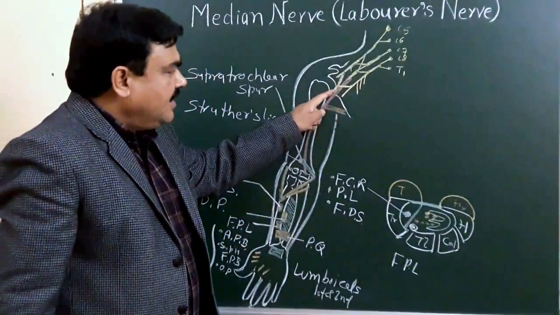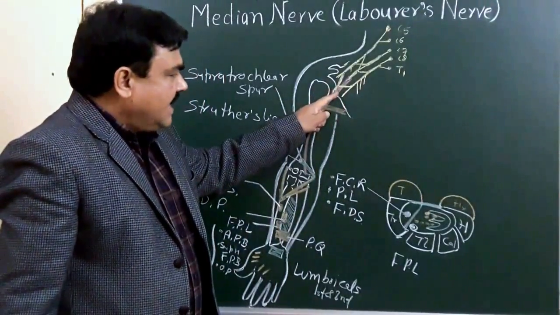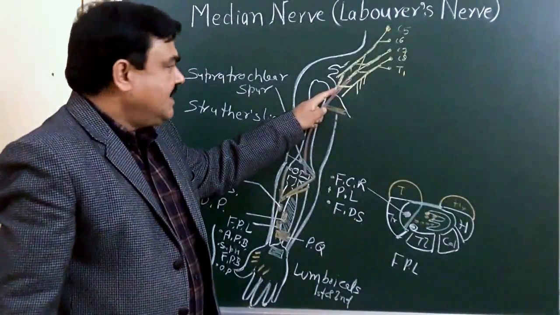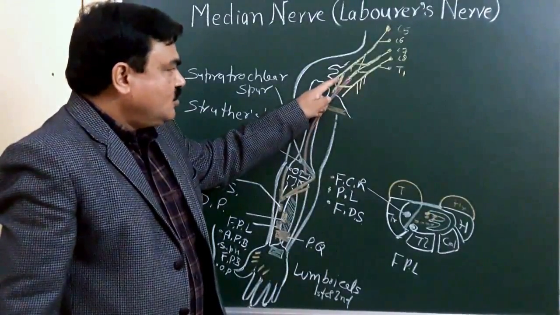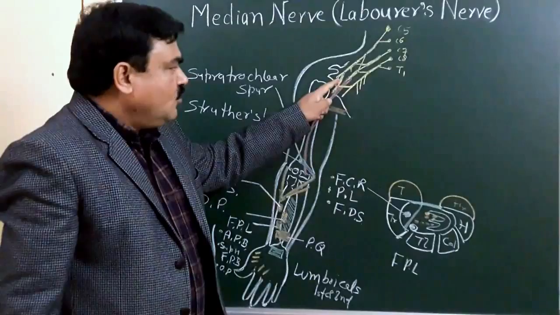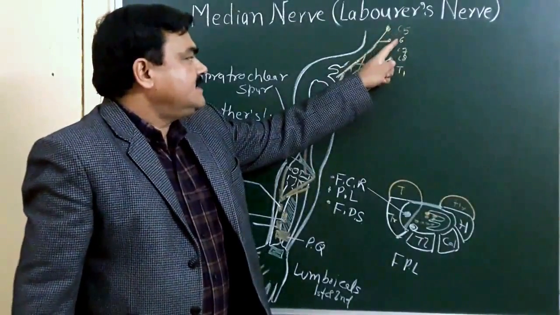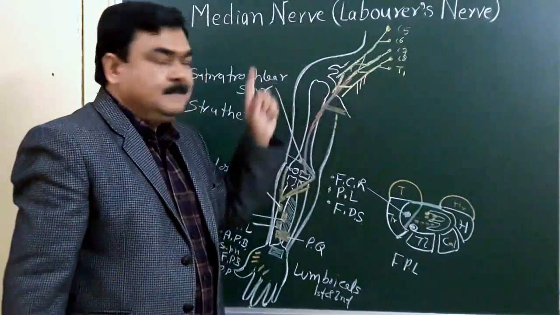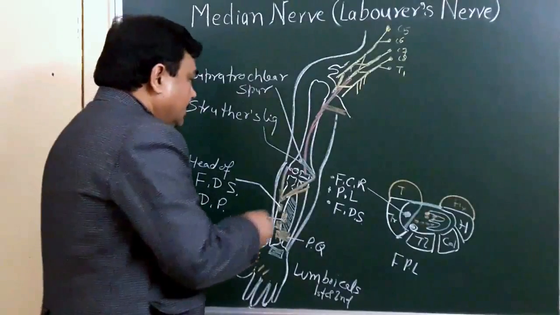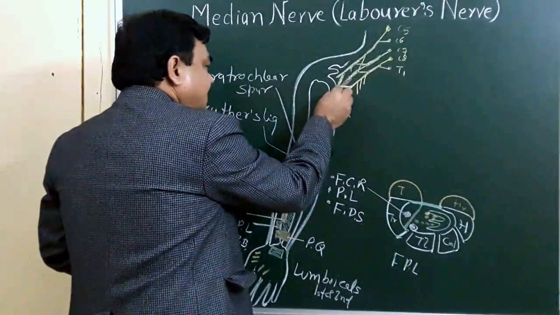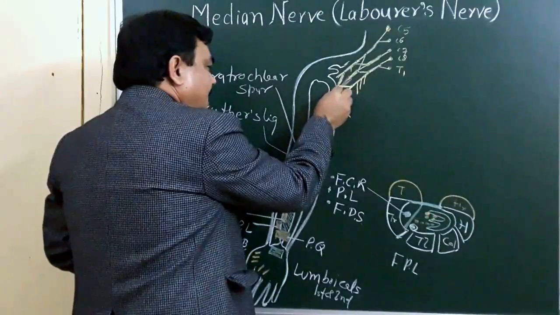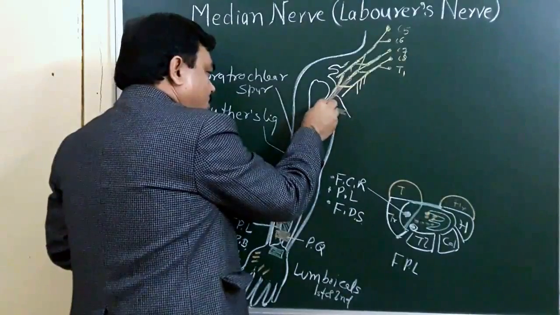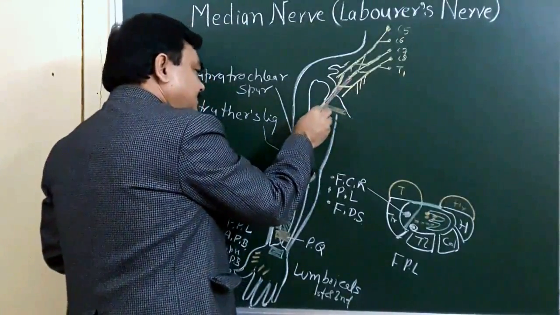In the axilla, its position is anterolateral to the third part of the axillary artery. It has two roots, lateral root and medial root. The root value of the lateral root is C5, C6, C7. The root value of the medial root is C8 and T1. So this nerve initially lies lateral to the axillary artery, then it goes into the arm. Here its position is also lateral.